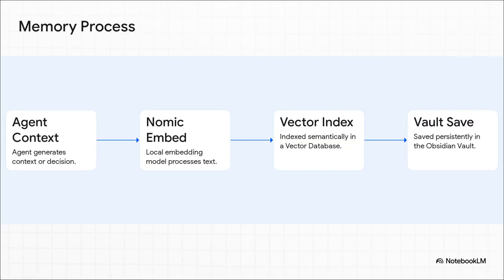Let's walk through how this actually builds into an orchestration loop step by step. Step 1, an agent generates some context or makes a decision. Step 2, a local embedding model, specifically Nomic Embed, processes that text. Step 3, it gets semantically indexed in a local vector database. And finally, step 4, the actual text is persistently saved directly in the Obsidian vault. This whole loop allows the agents to do semantic searches later on, instantly pulling up relevant historical context. Literally every interaction becomes a permanent, searchable memory.